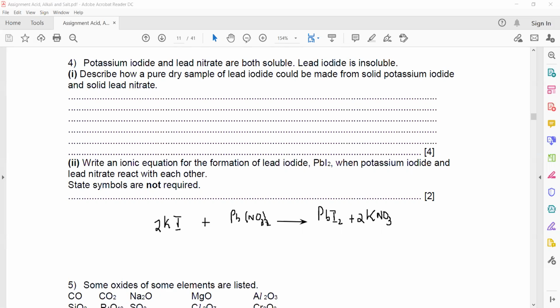Next is writing the state symbols. Because you made a solution, and they mention it's a soluble salt, potassium iodide and lead nitrate both are soluble. When the substance is soluble, it should be aqueous. Lead iodide is insoluble, so it should be solid, and all nitrates are aqueous, so potassium nitrate is aqueous.